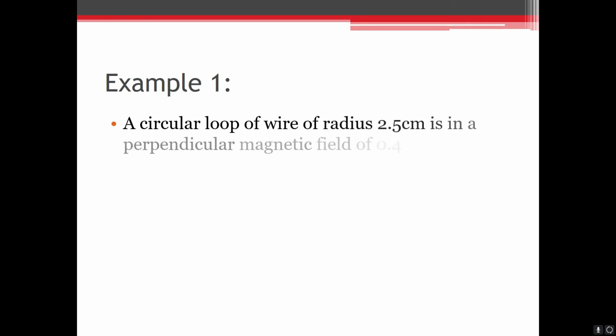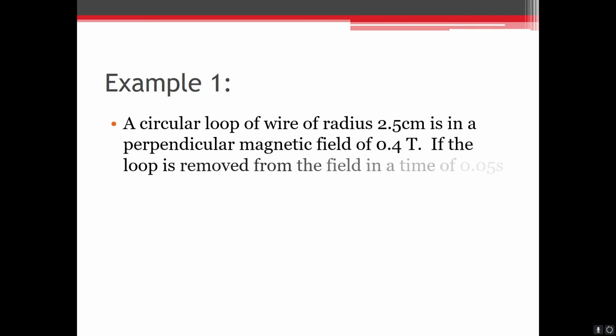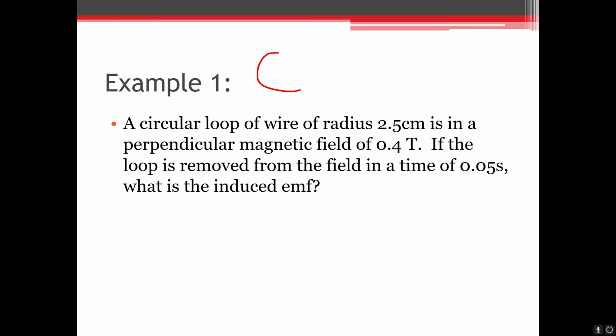All right, meanwhile, let's go through a few examples of how we can use Faraday's law and this magnetic flux. Here we have a circular loop of wire with a radius of 2.5 centimeters. It's in a perpendicular magnetic field of 0.4 Tesla. If the loop is removed from the field in a time of 0.05 seconds, what is the induced EMF? So basically it'll look like this. I will have a circular loop of wire, and there's my magnetic field.